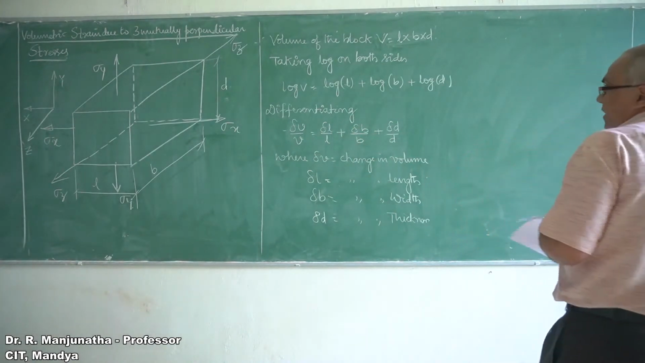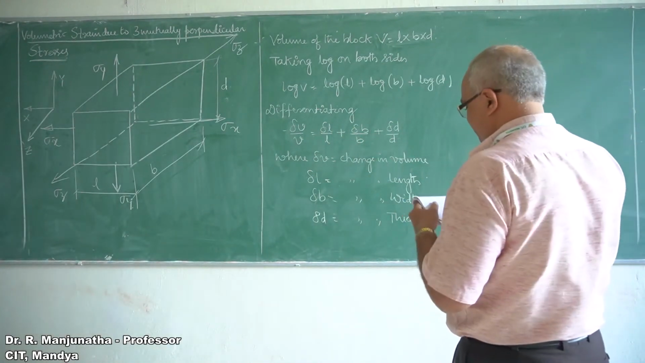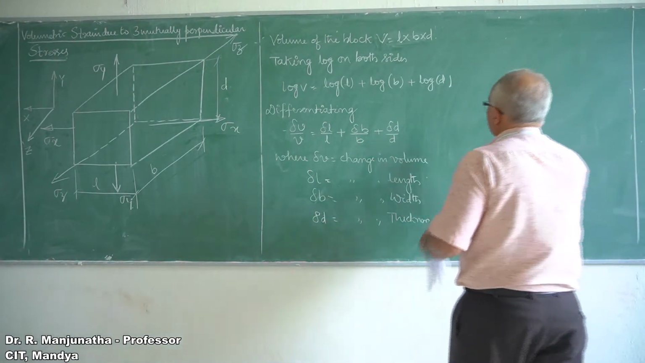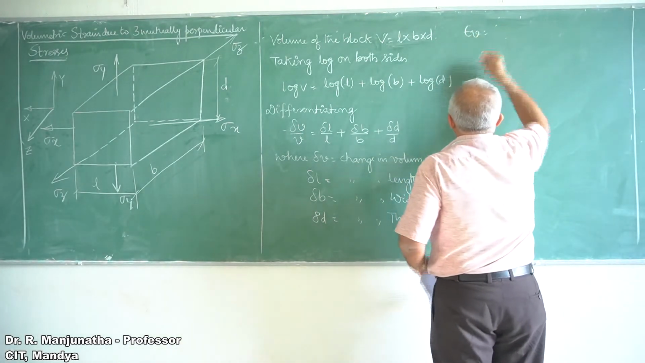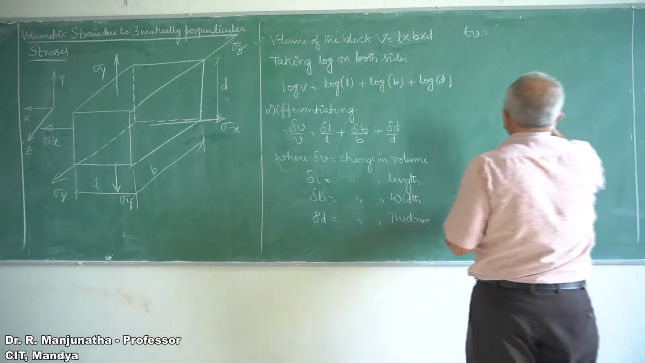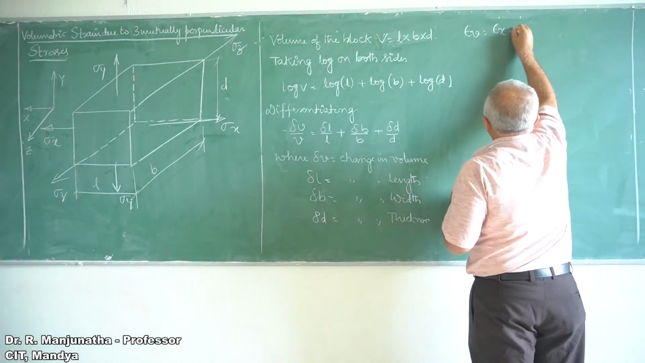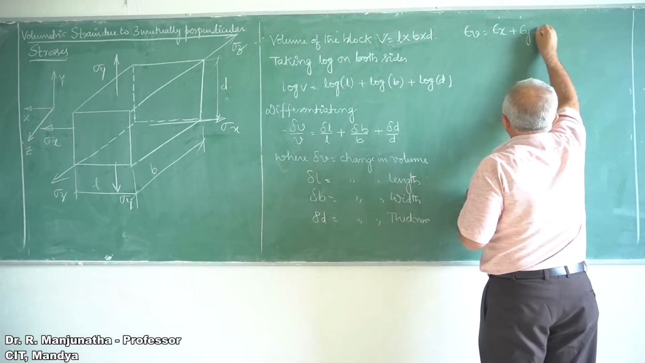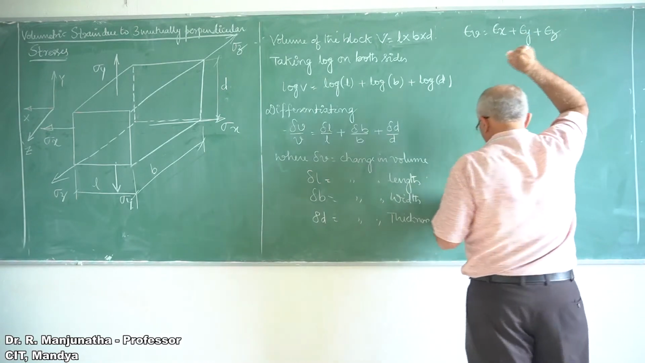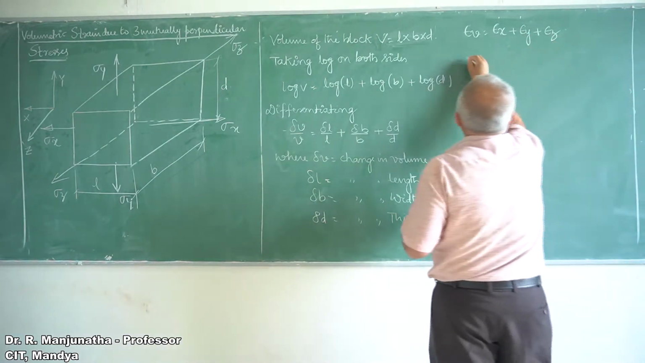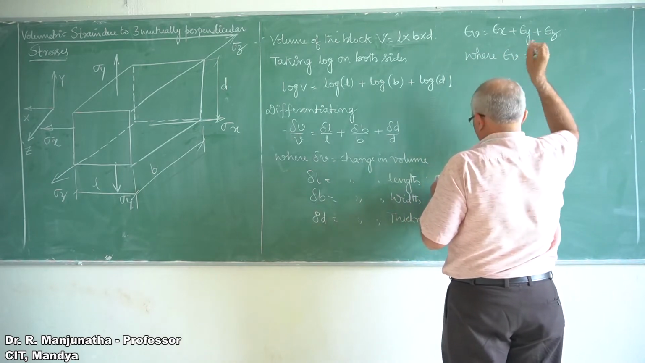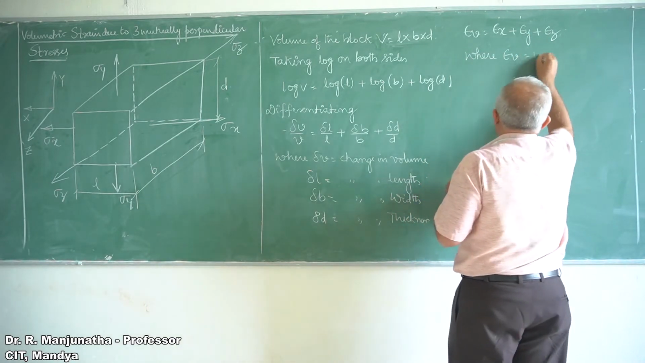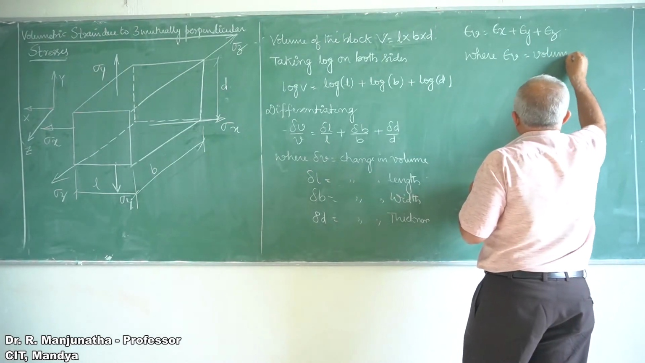So what we need to find out? We need to find out the volumetric strain. So that is epsilon V, the volumetric strain, which will be epsilon x plus epsilon y plus epsilon z, where epsilon V is nothing but the volumetric strain.